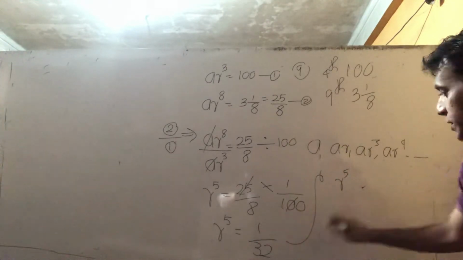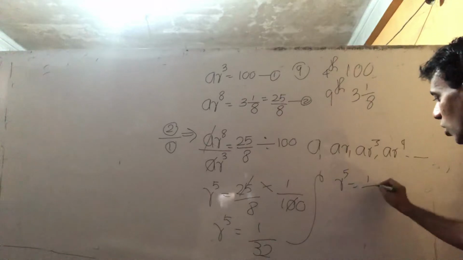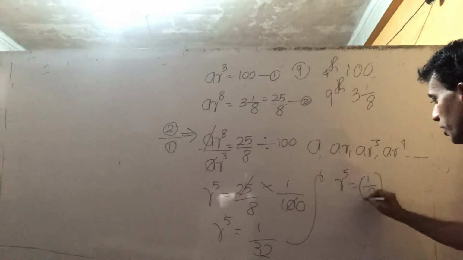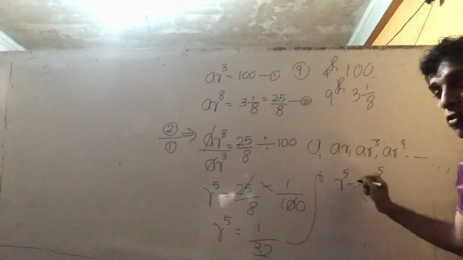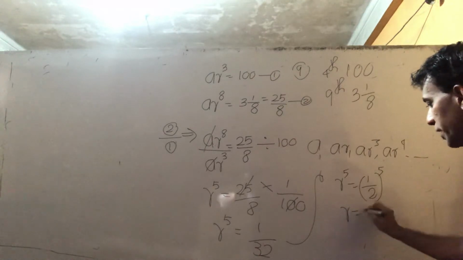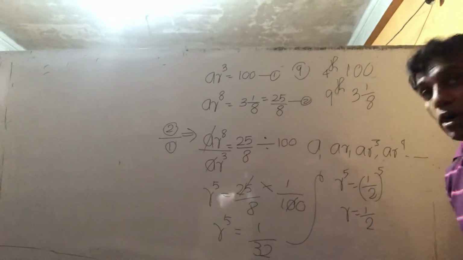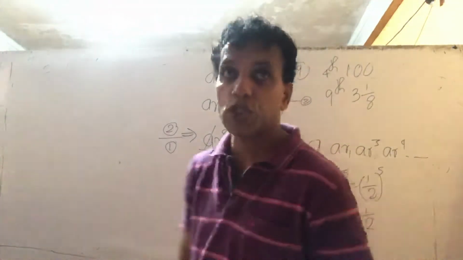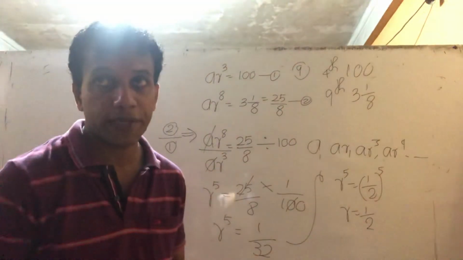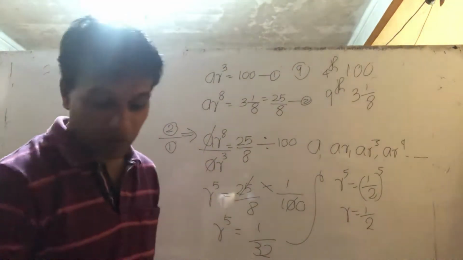You can write this as half to the power 5. Therefore, powers are equal, bases equal, R equals a half. The common ratio is half, right? Now find the first term.